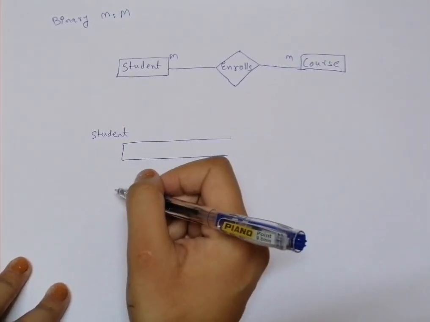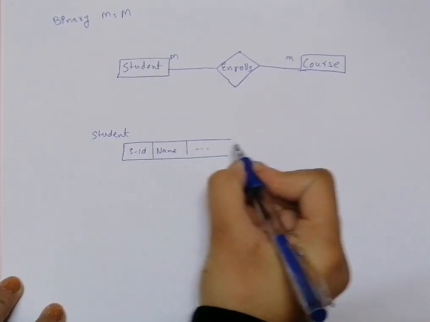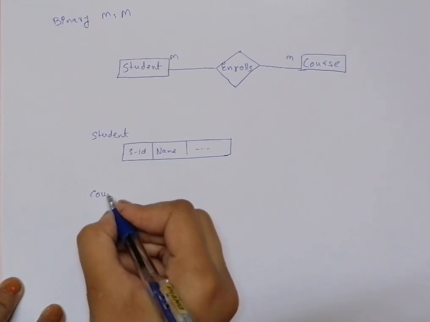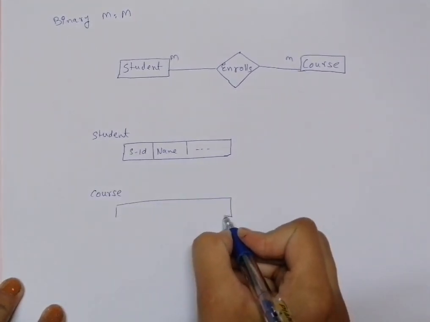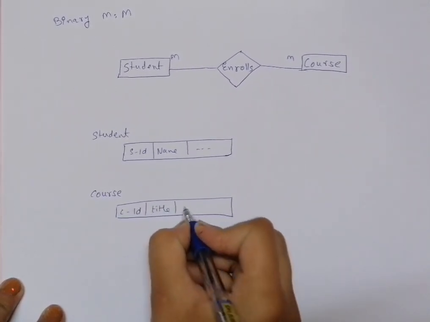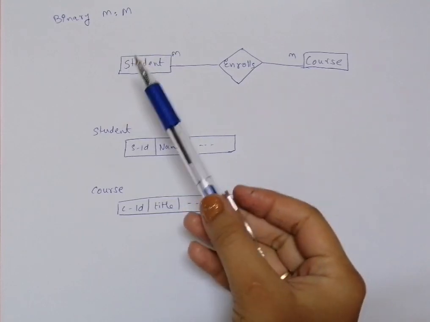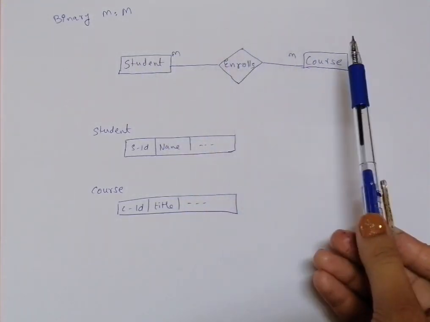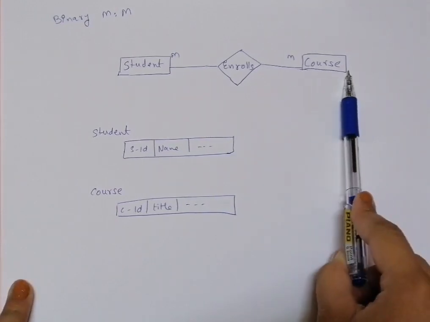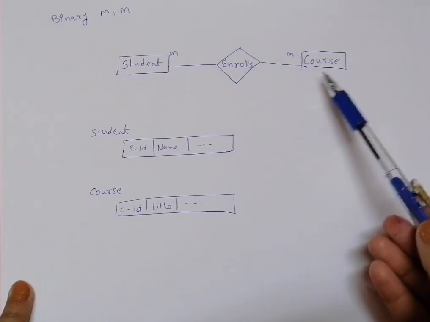Let's say student has student id, maybe name, and all other xyz attributes. Similarly, when I map the course entity into the relational model, course may have an id, a different title, and all other attributes. Now in this case, since it is a many-to-many relationship, you are not sure for which entity you should take the primary key as a foreign key in the other entity. For example, if you try to take student id in front of course, in each course there are multiple students, and you cannot write multiple values in a single cell.